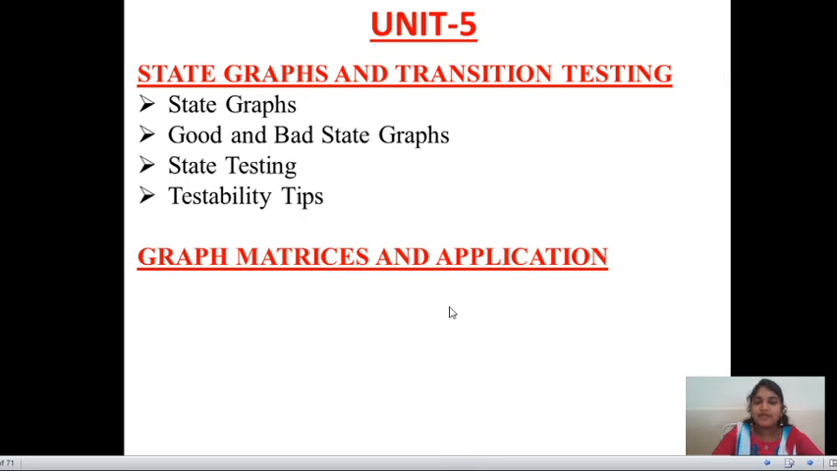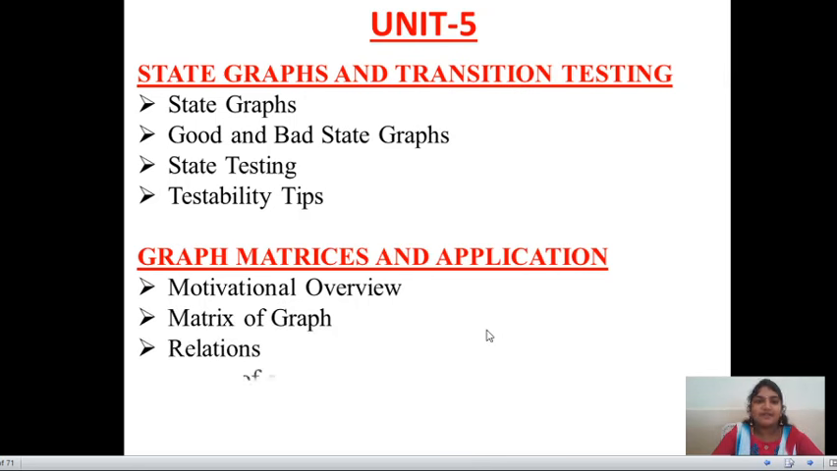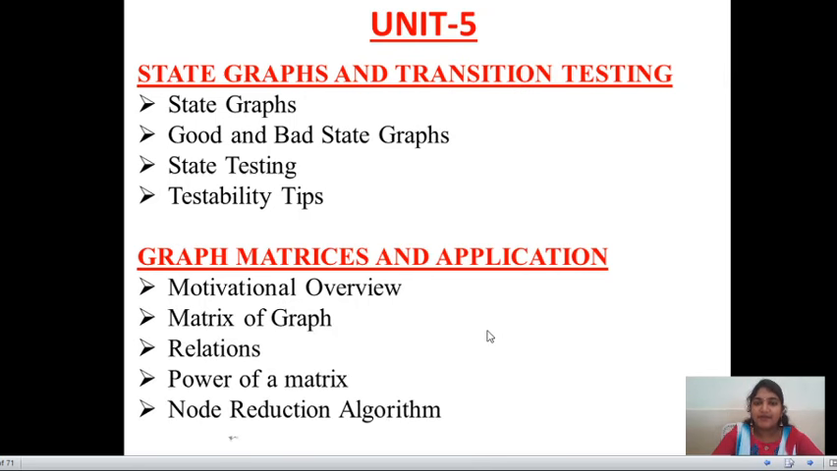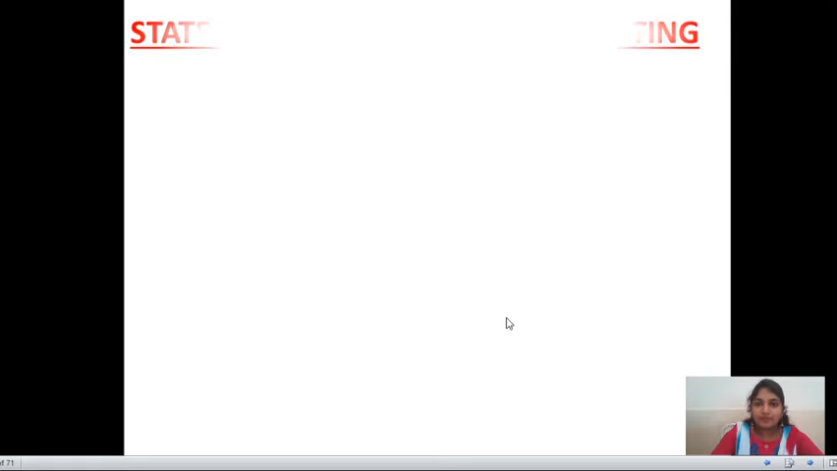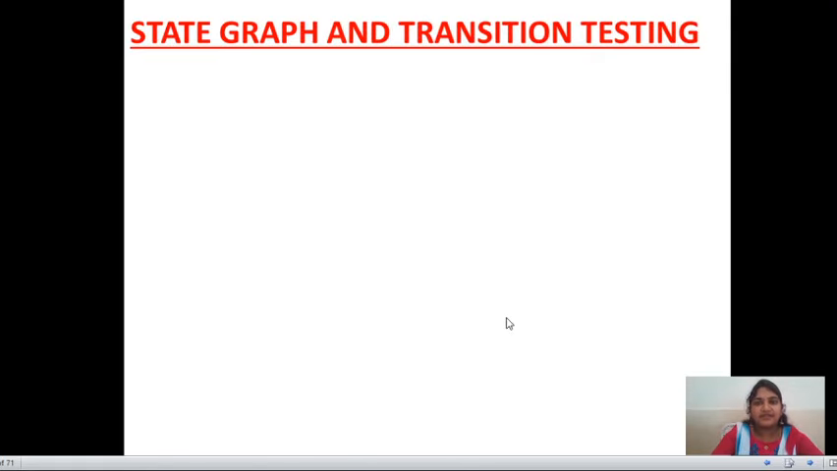Part 2 of Unit 5 is graph matrices and its applications. The topics are the motivational overview, matrix of graph, relations, power of a matrix, node reduction algorithm and building tools. So these are the two parts of Unit 5. The first part is state graphs and transition testing.